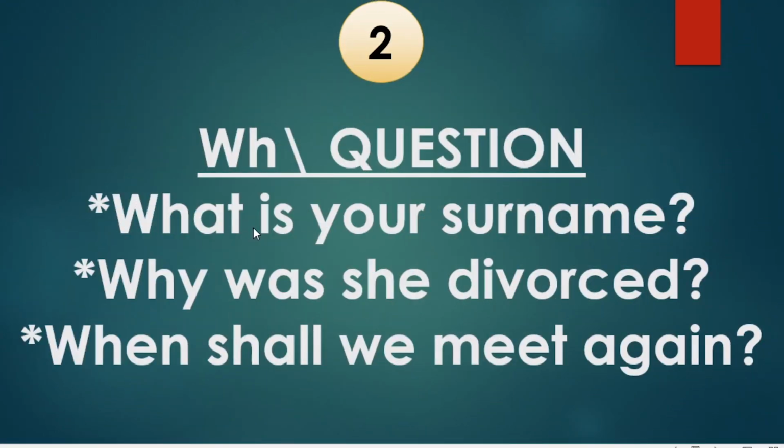The second type of question is the WH question. The WH is a prefix that stands for the question words, which almost all start with WH. In this type of question, I start with a question word, then I systematically follow the yes/no question technique. So in questions like, what is your surname? Why was she divorced? When shall we meet again? All these questions are asking for an item of information. So the answer for these questions requires a piece of information rather than saying yes or no.